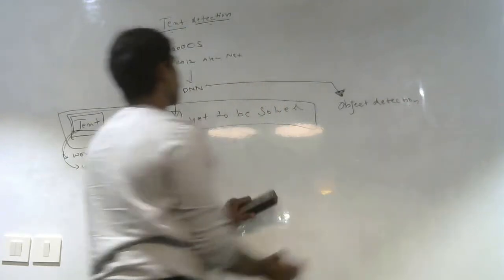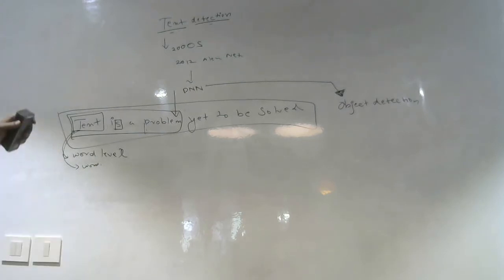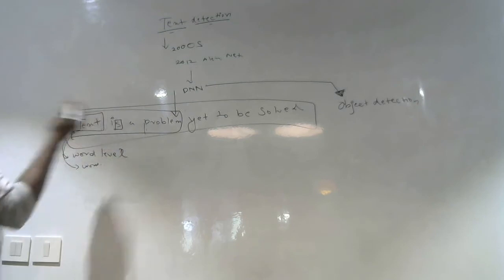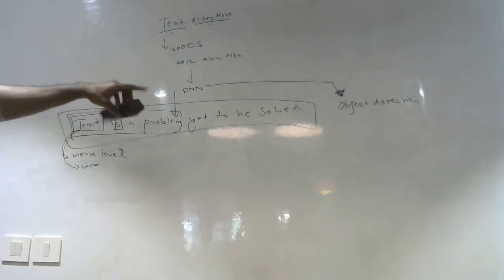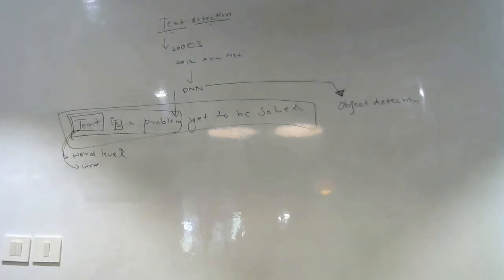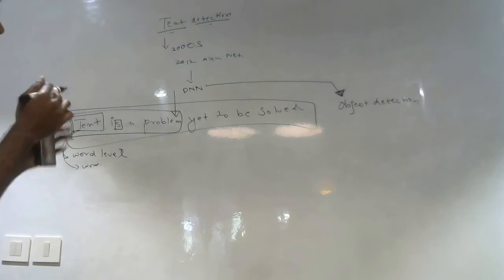You can think of text as an object, because you are given bounding boxes, and you are labeling them as x1, y1, x2, y2. So people try to solve this problem using object detection, like the majority of the papers, or you could try to solve this using segmentation.